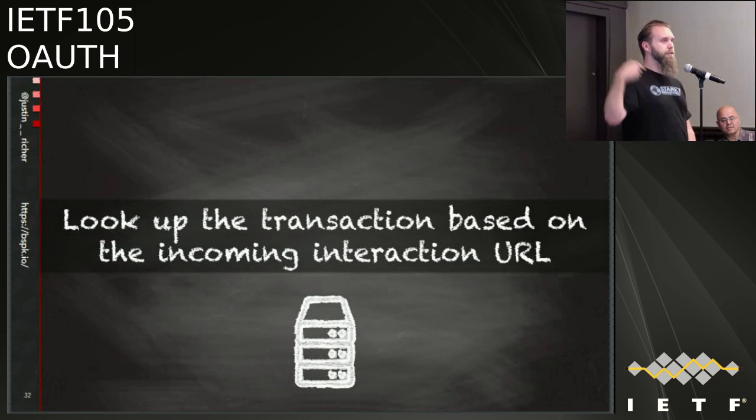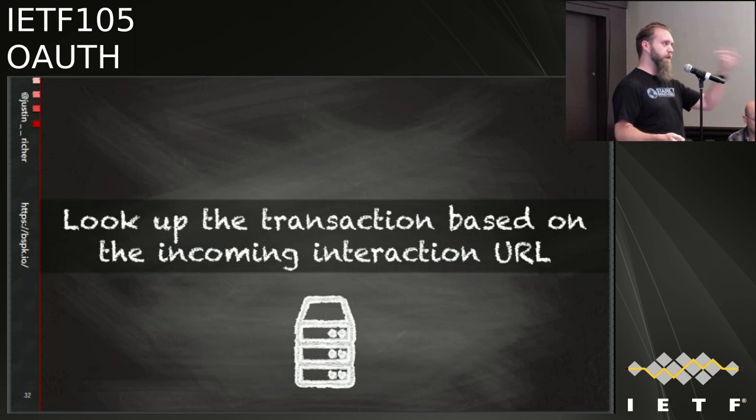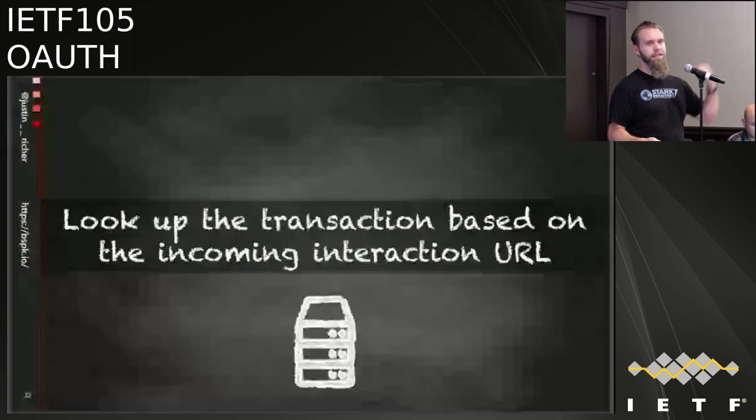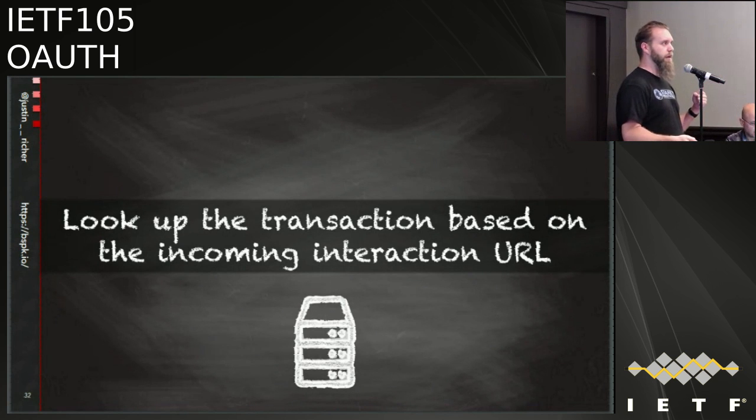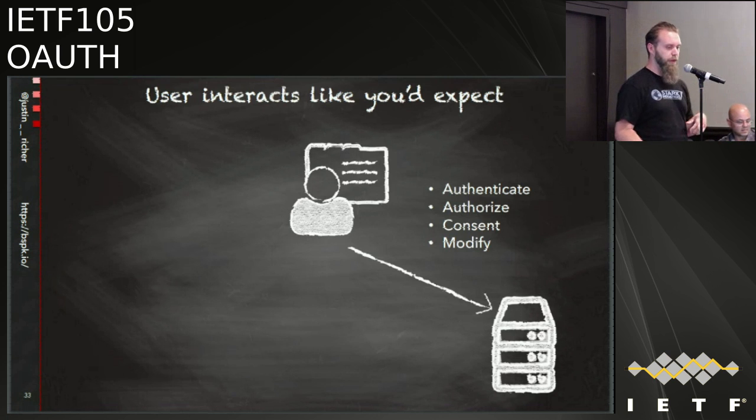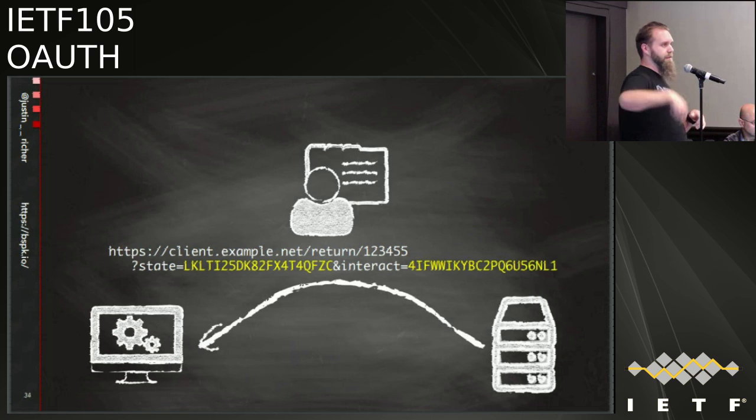And the authorization server looks up the transaction information based on that unique incoming URL. That tells us what client we're talking to, what keys have been verified, what's being asked for, maybe even information about what user we're expecting, which can close a lot of the attacker problems, including the PKCE-based attack that we were hearing about before, if the client knows something about what the user is. User does everything that you would expect here, and then they get sent back.